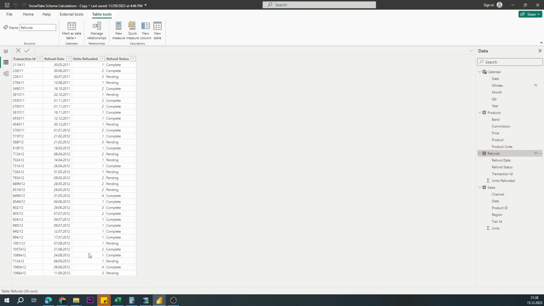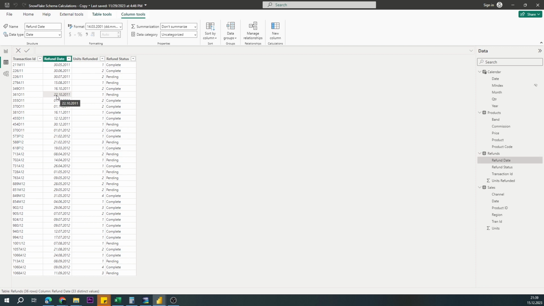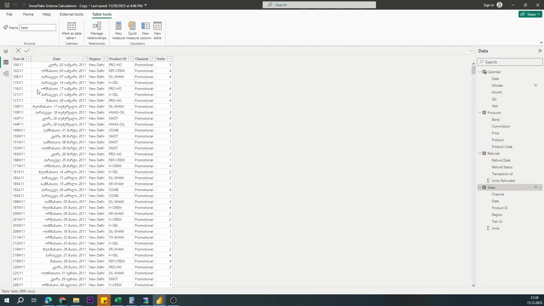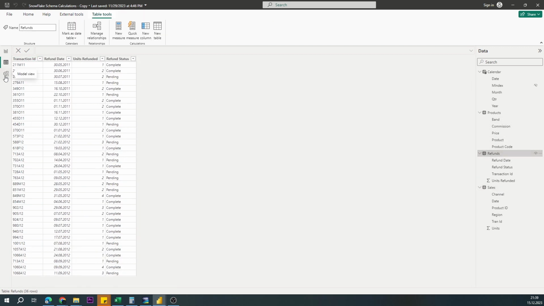Here's a few: 36 rows, 60 transactions, but there's a big difference. Refund dates sometimes don't match the sales table. Let's start with the VLOOKUP function to see how these dates differ.